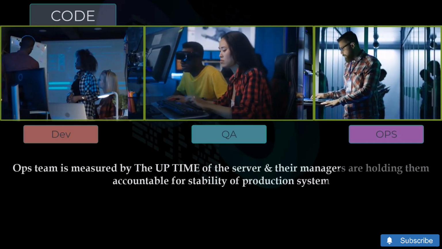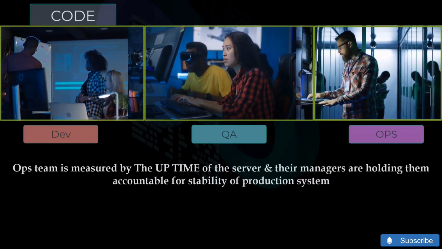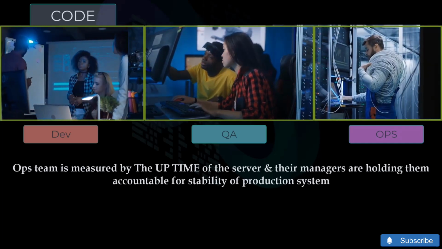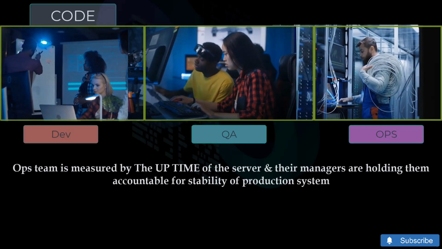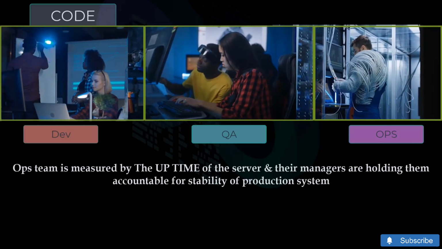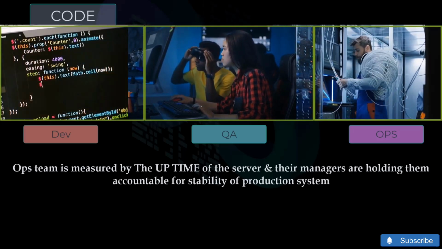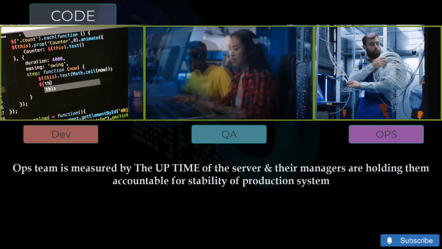The ops team, as you know, is measured by the uptime of the servers, and their managers are holding them accountable for the stability of the production system. And the changes that are being shipped by the dev team have led to bad stability. And that's why the teams are fighting against each other.